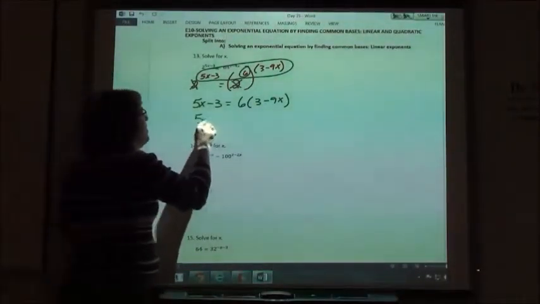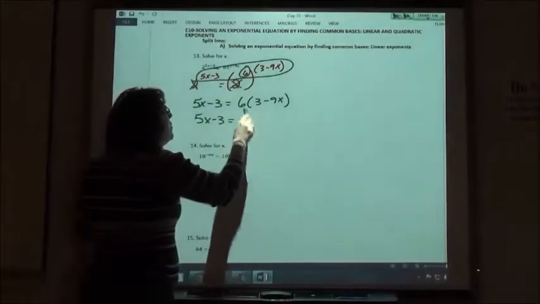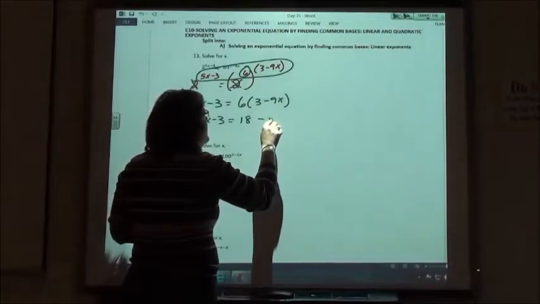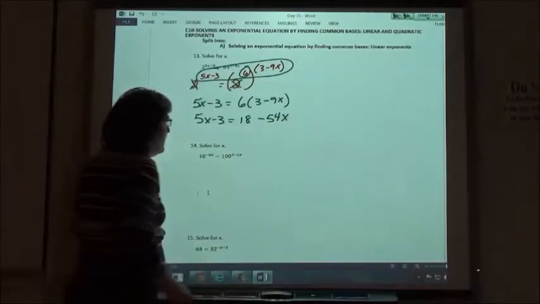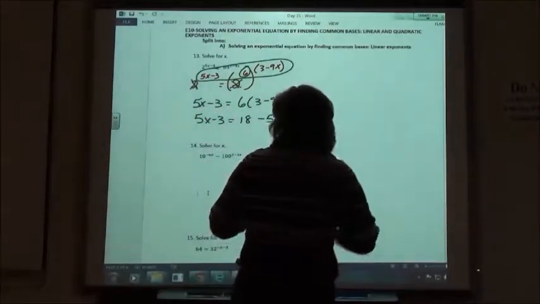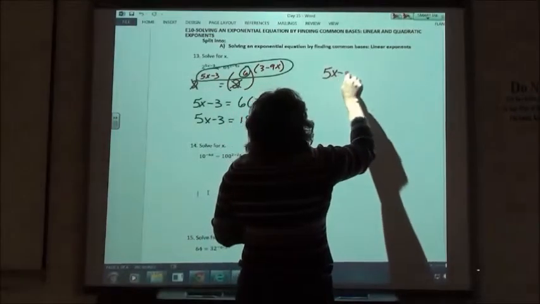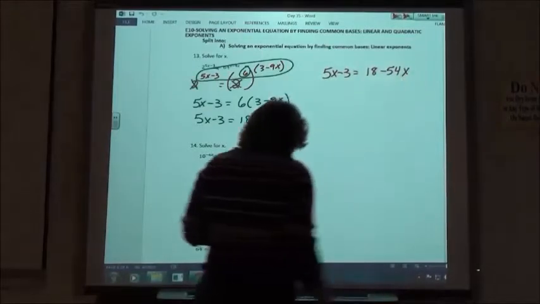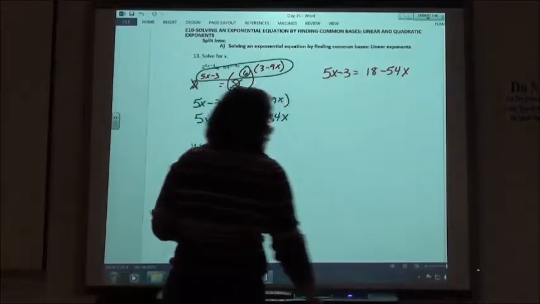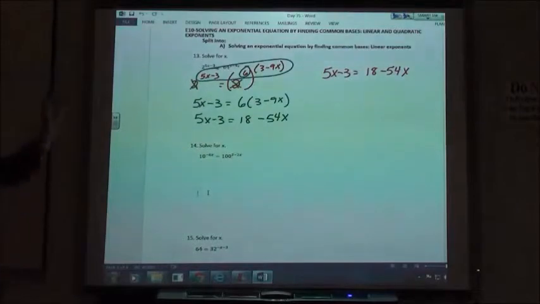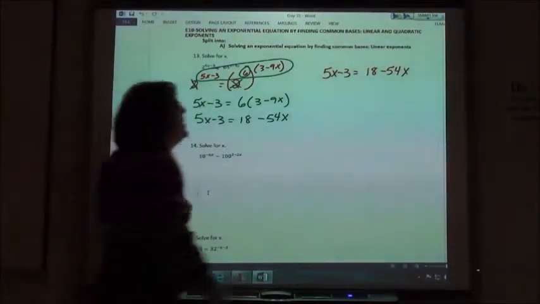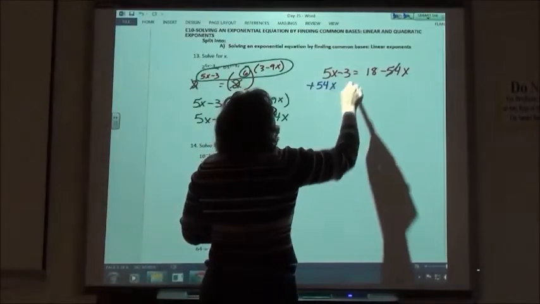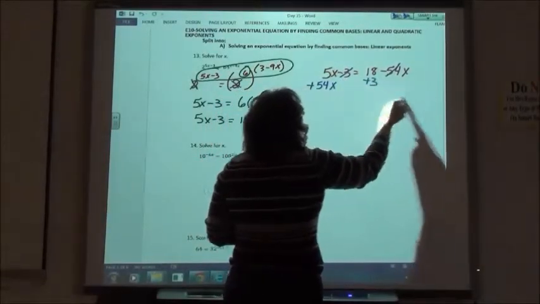So 5x minus 3 is going to equal 6 times 3, which is 18, and 6 times minus 9x is minus 54x. I'm going to rewrite that over here: 5x minus 3 equals 18 minus 54x. So I'm solving my linear equation. I want my x's together on one side, my numbers on the other side. So I'm going to add my 54x, and I'm going to add my 3.